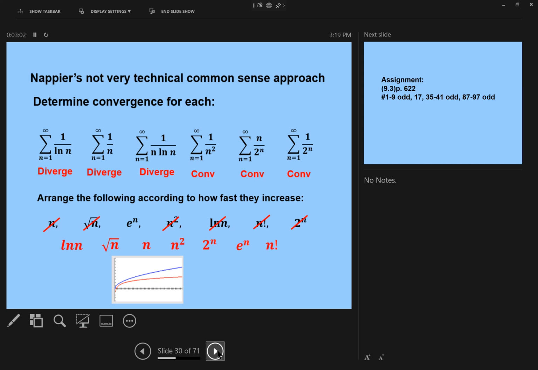What about this? Exponential is pretty darn fast, right? N factorial is definitely faster. Is it enough faster? What's your guess? Yes. N factorial on the bottom, it doesn't matter what's on top unless it's another factorial. It's going to be a converge. But that's where we're kind of going.